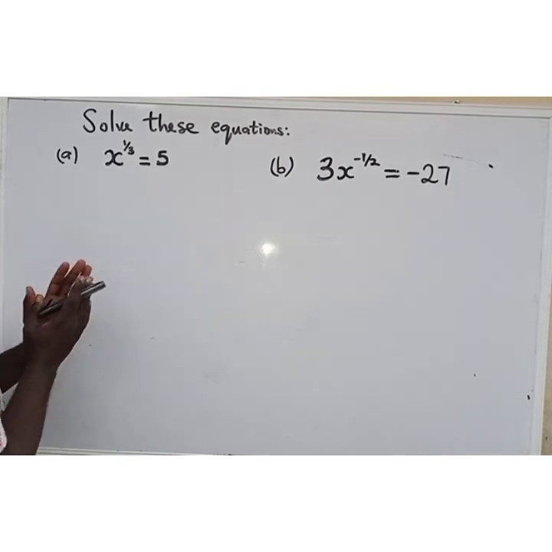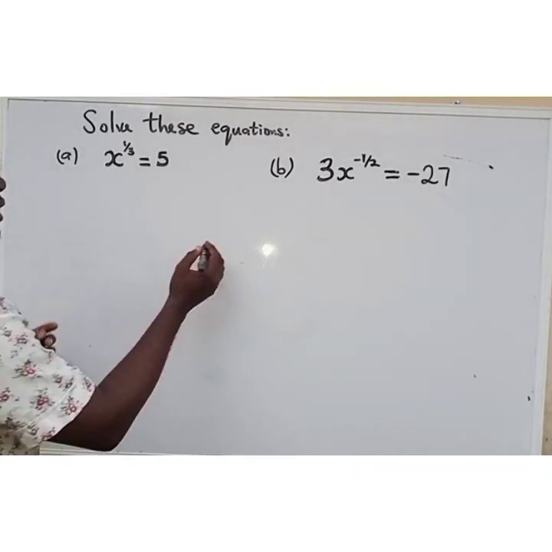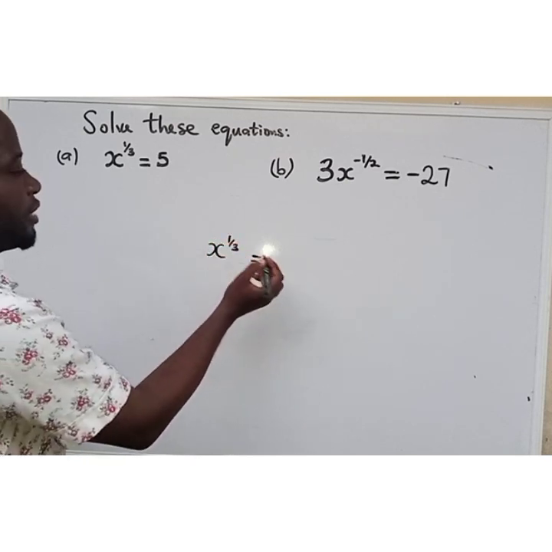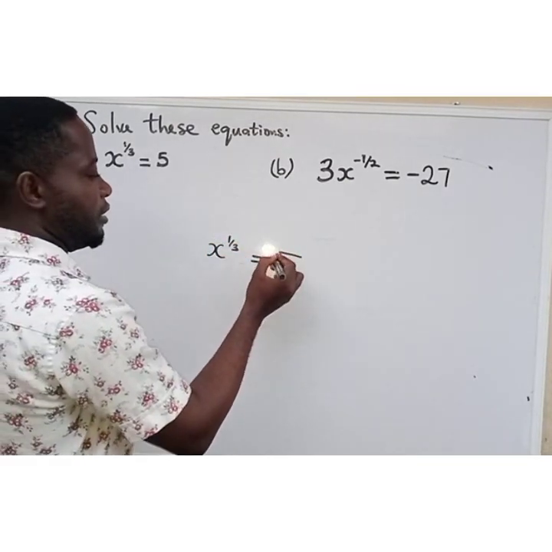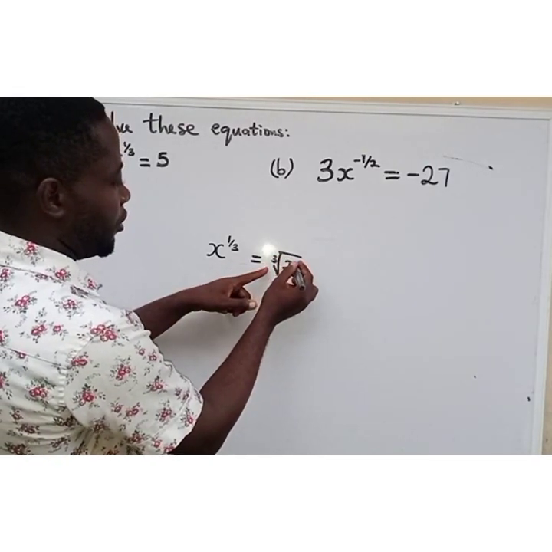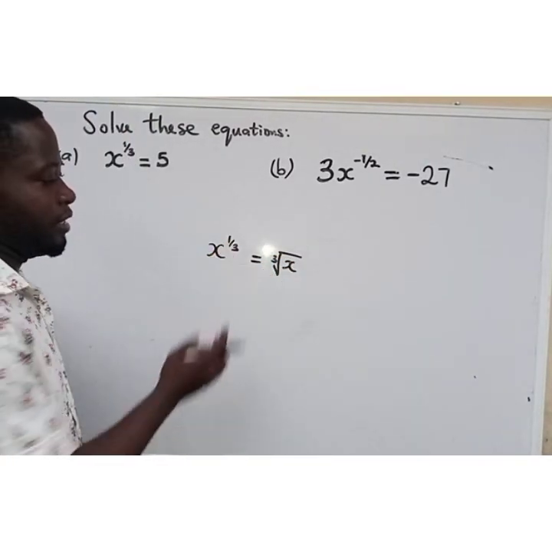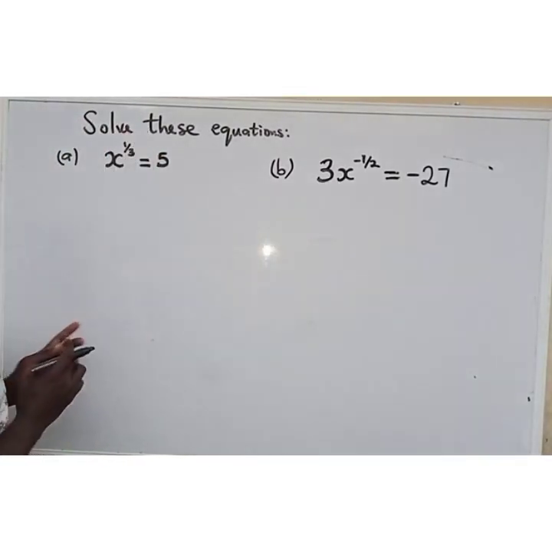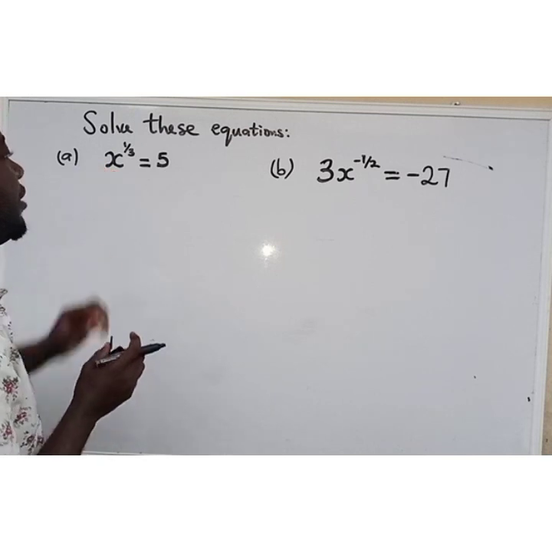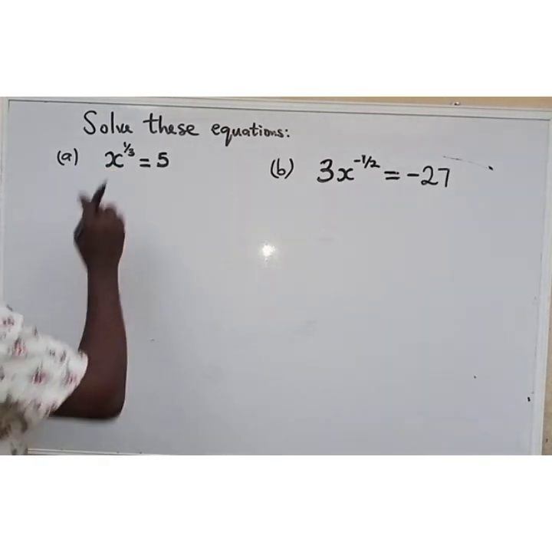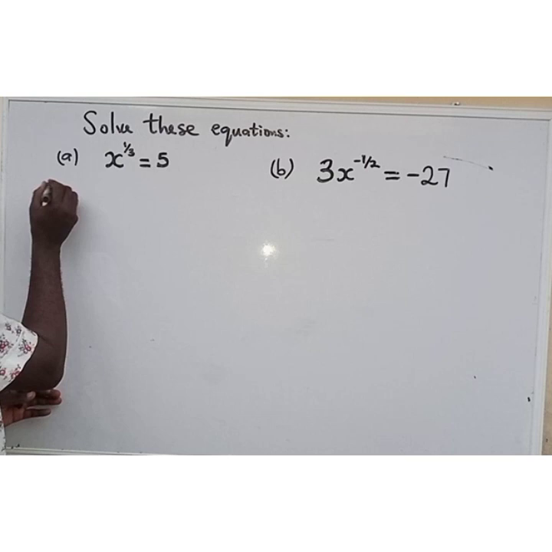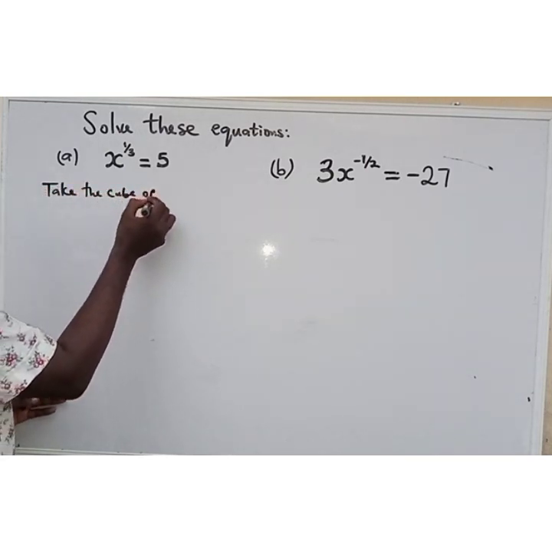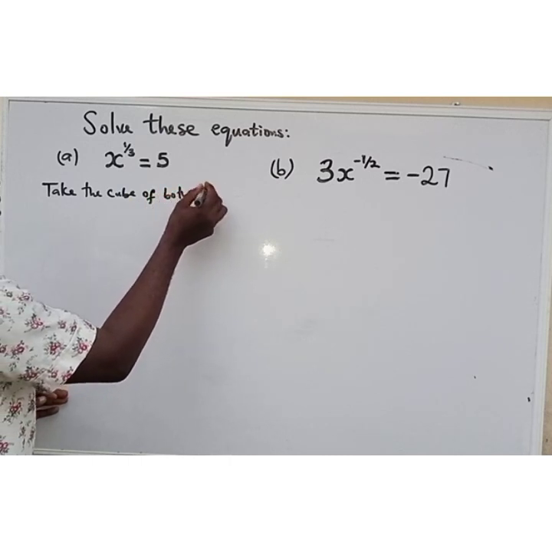Now, the first thing you have to know is that whenever you have a value that is raised to power 1 over 3, it simply means cube root of x. X raised to power 1 over 3 simply means cube root of what? X. So in that case, since this side is having cube roots, in order to eliminate cube roots, you have to take cube of both sides.